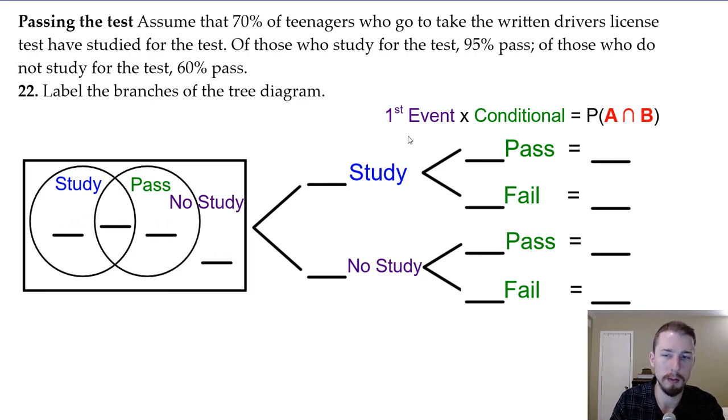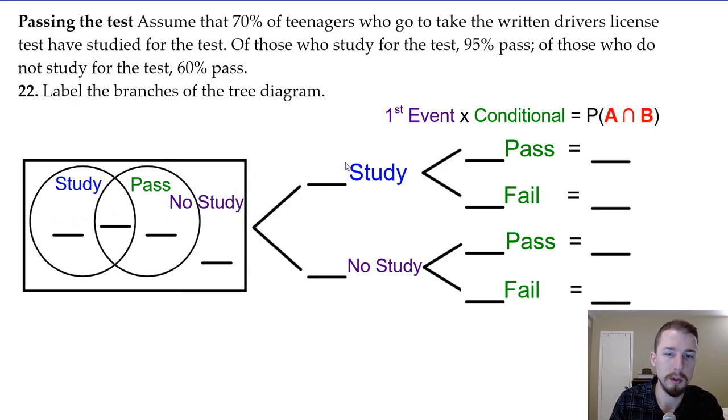So the tree diagram is great for conditional probabilities. Our first event is going to be whether or not you studied. And then after that, we'll have the conditional probabilities for those who studied or didn't study for passing or failing. And then if we multiply the probability that you studied times that you passed, that would give us the overall disjoint probability of the intersection of those two, which is those who studied and passed.